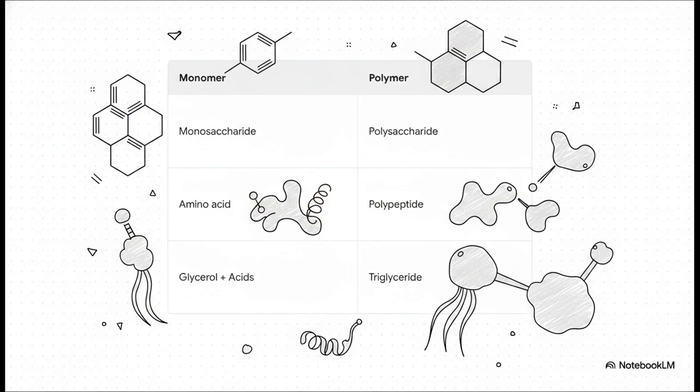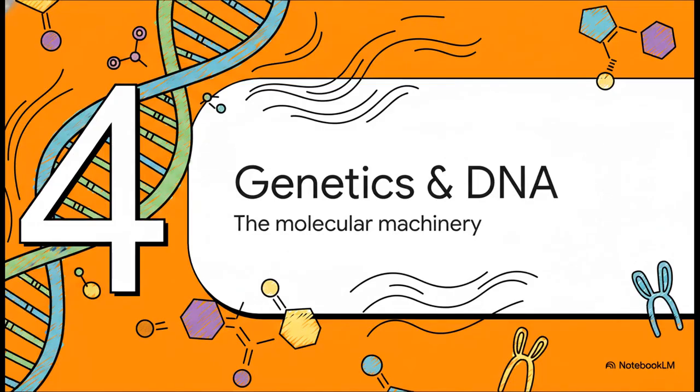Simple monosaccharides like glucose undergo condensation to become polysaccharides like starch or glycogen. Amino acids link up to become polypeptides. And one glycerol molecule combines with 3 fatty acids to form a triglyceride, or fat. Recognizing how these monomers snap together is really the key to understanding the molecular machinery of life. Section 4, genetics and DNA structure.